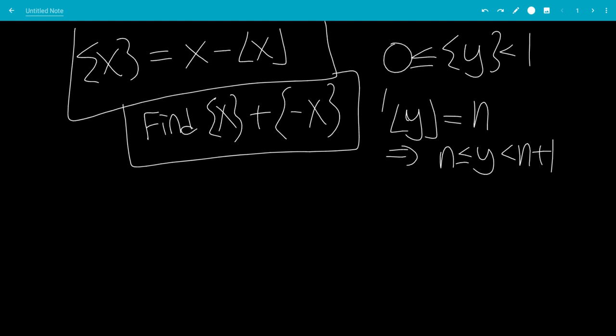And also if the floor of y is n, which is an integer, then y is between n and n plus 1, and y can be equal to n when obviously y is an integer.